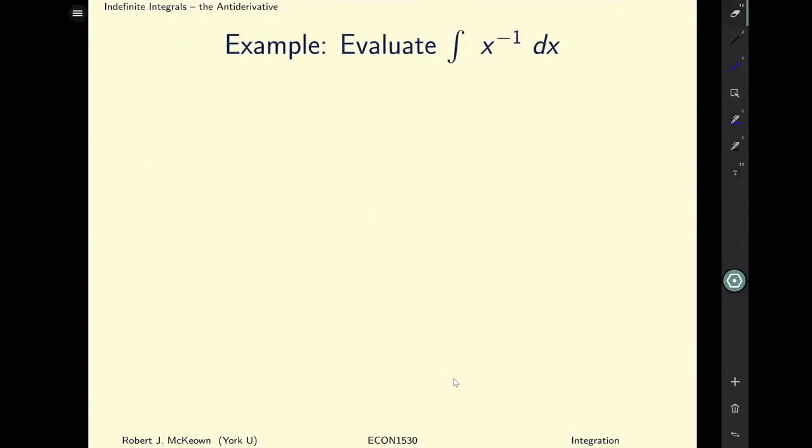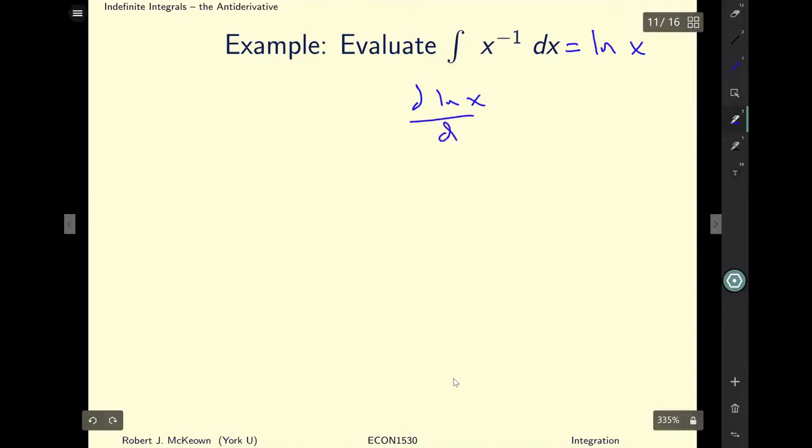So here's our very specific example. This is a special case. And so you tell me, what's the integral, what's the antiderivative of x to the power of -1 dx? Well, hopefully you remember from the previous slide that this is just equal to the log of x, because the derivative of log of x is just equal to 1 over x.